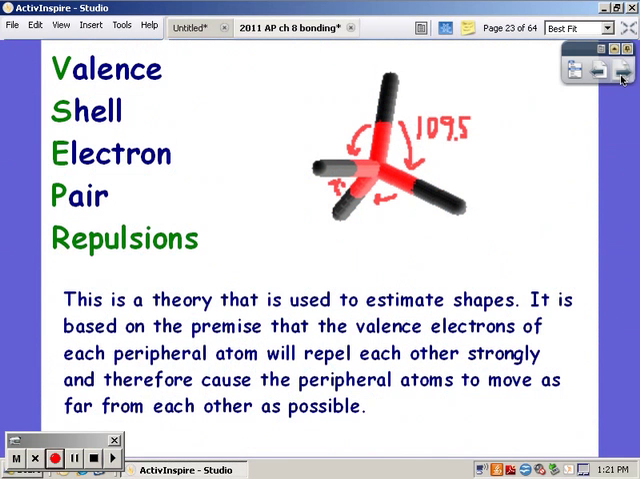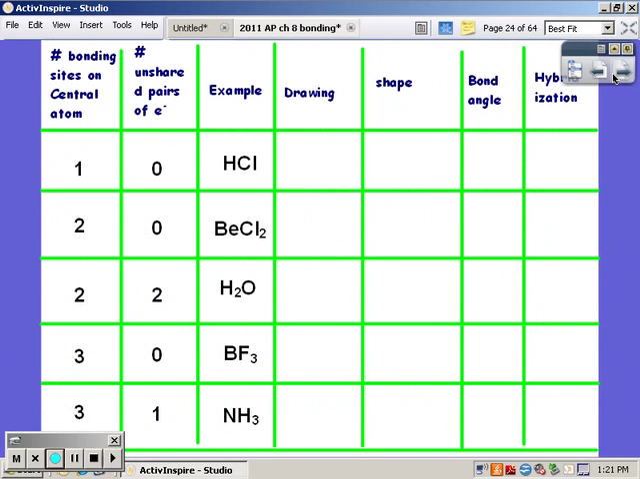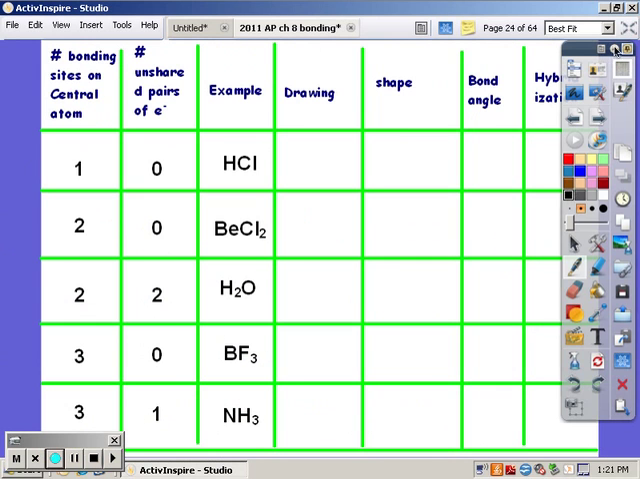VSEPR stands for valence shell electron pair repulsion. It's a theory that we use to estimate shapes. It's based on the premise that valence electrons repel each other to make the atoms as far away from each other as possible. You're going to need to know this chart.